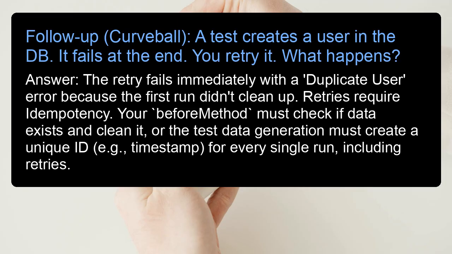Follow-up curveball: a test creates a user in the DB. It fails at the end, you retry it. What happens? Answer: the retry fails immediately with a duplicate user error because the first run did not clean up. Retries require idempotency. Your before method must check if data exists and clean it, or the test data generation must create a unique ID, for example, timestamp, for every single run, including retries.